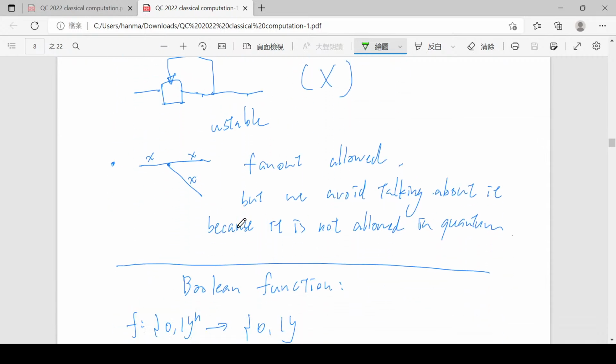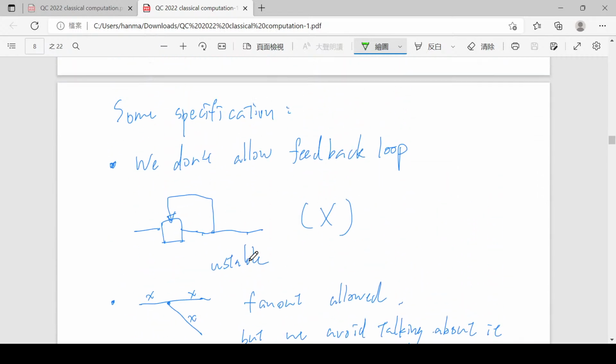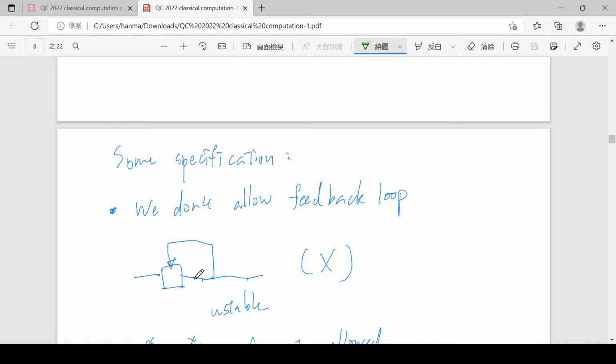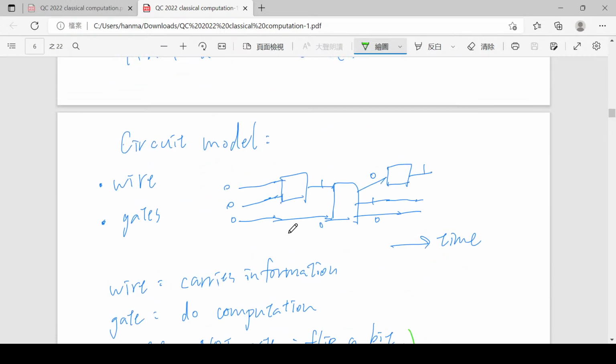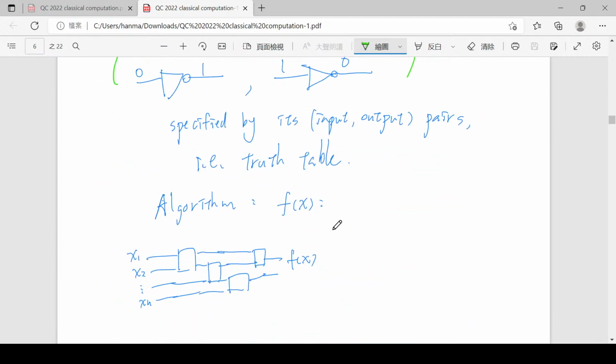Okay. And some details. First thing is we don't allow feedback loops. So we cannot have some gate where information goes out, and then you feed the information back to this gate. The information always flows in one direction, as we say here. So basically all the wires go horizontally, and the information only flows from left to right. So there is no feedback.